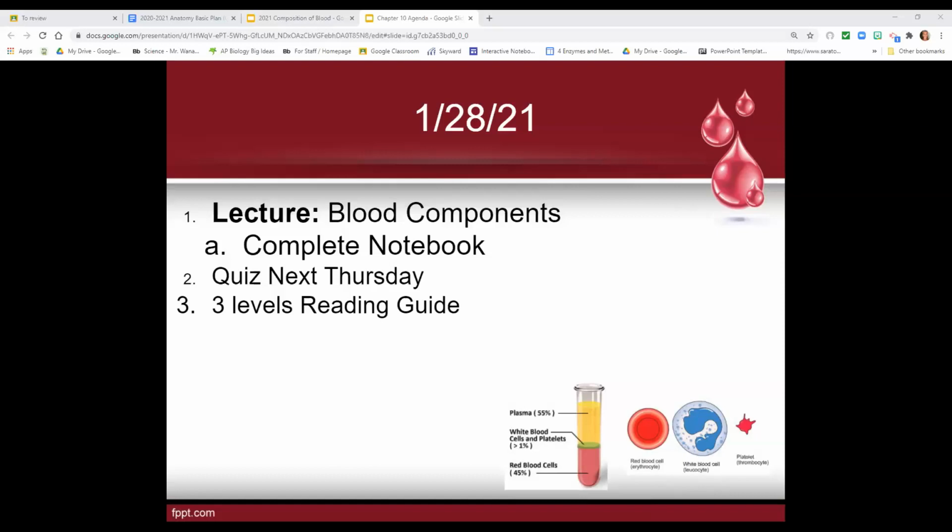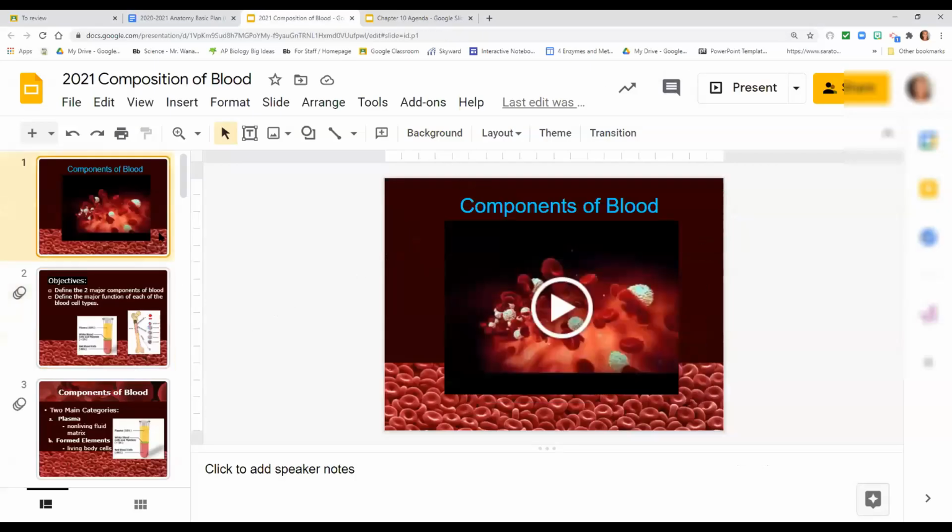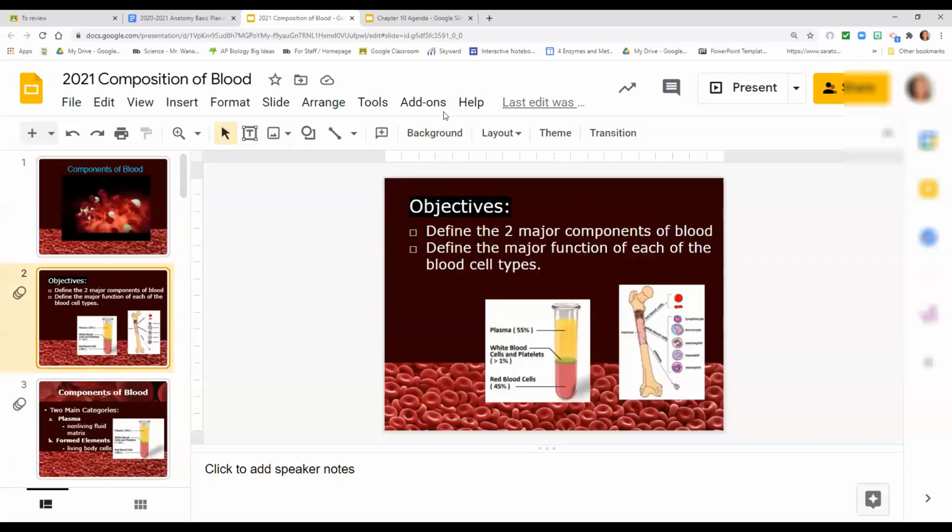Monday, we did a pre-test. You might remember. So here we go. Let's get started on our blood. I love this part. I love the blood. I love the cells. I love the immune system. Those are part of my favorites.